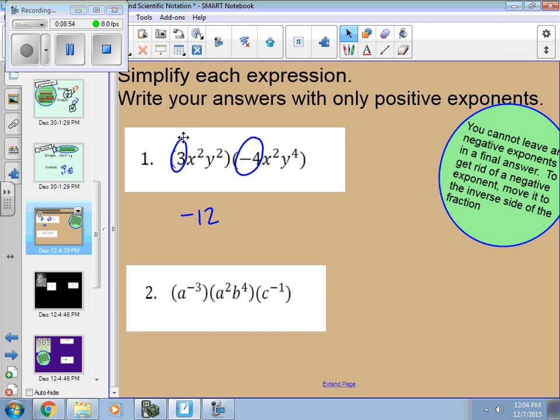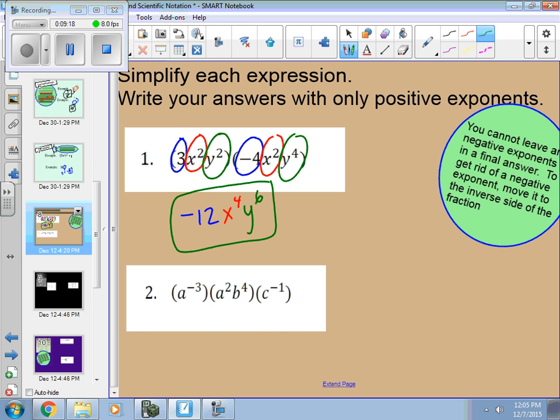Now let's look at our x's. We got x squared, and there's another x squared here. It's not power to a power, so what we want to do then is add the exponents like we talked about before. 2 plus 2, that's going to be x to the 4th. And then finally we got y squared and y to the 4th. Again, we want to add when we're multiplying. That's going to be y to the 6th power. And there's our answer. So that would be the simplified solution to that one.